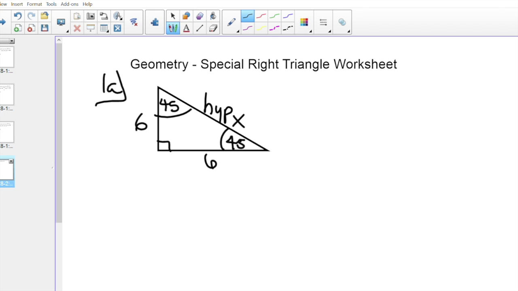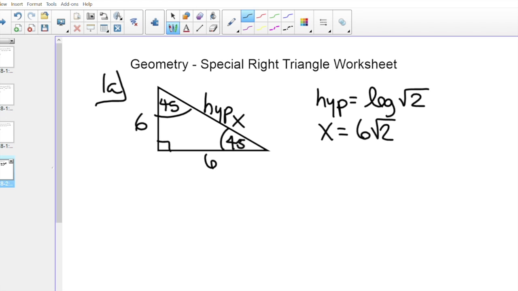Now using theorem 9-8, it says the hypotenuse is equal to the leg times the square root of 2. So we're looking for the hypotenuse, so x equals the leg, 6, times the square root of 2. And so the answer to number 1A would be 6 times the square root of 2. Now, let's take number 1B.